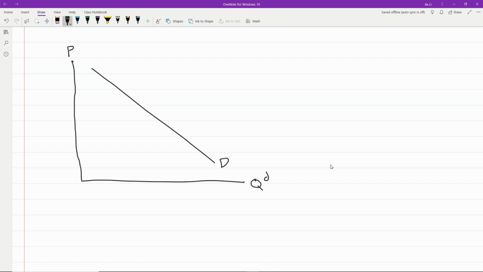So here I'm just drawing an example demand curve, not labeling it with any specific numbers, just a generic demand curve. And here I'm labeling it D for demand. So that's basically what this negative slope of the demand curve shows: the fact that as the price goes up, the quantity that people would want to buy, the quantity demanded, goes down, as we can see here.